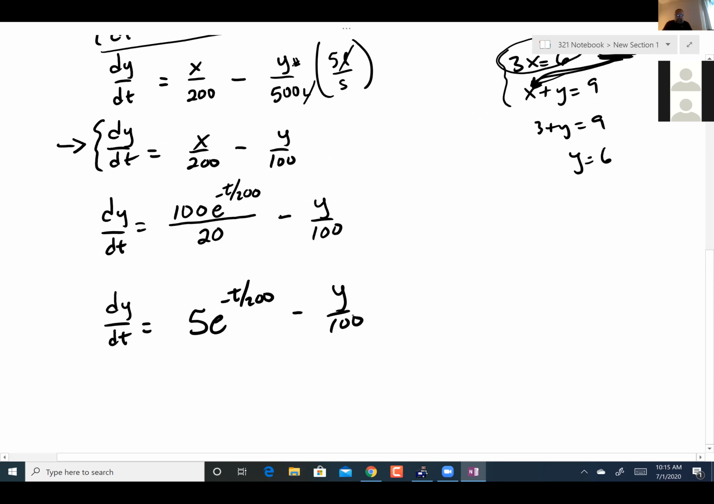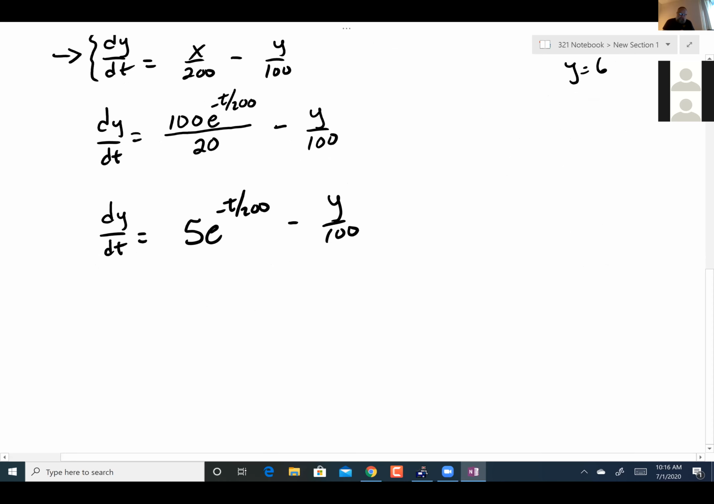Nice. Oh, that's beautiful, huh? What do you notice about this? I'll tell you what I notice about it. This is a linear differential equation. And in a linear differential equation, we're always going to want to get this guy here over here along with the dy dt. So I'm going to add it over here.